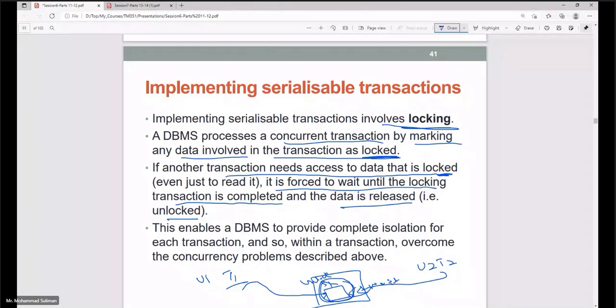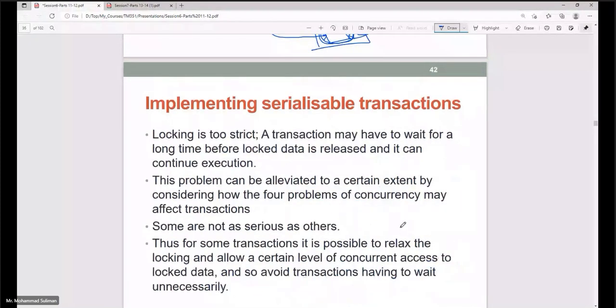This enables the DBMS to provide complete isolation for each transaction, and within a transaction, and overcome the concurrency problems described. Okay, so locking is too strict. Too strict locking means that the transaction may have to wait for a long time before the locked data is released and it can continue the execution.